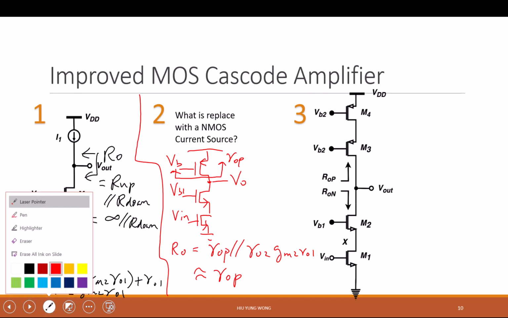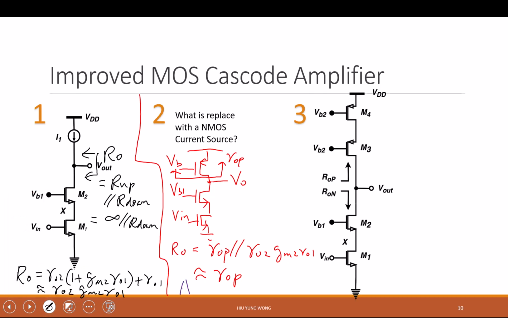Because what is my gain now? It is equal to negative capital GM R out, which is negative ROP times GM1. I have the gain the same as the common source. So my point here is to show you that even if you have a very high output impedance for your cascode, if your loading has a low input impedance, you are going to screw up.